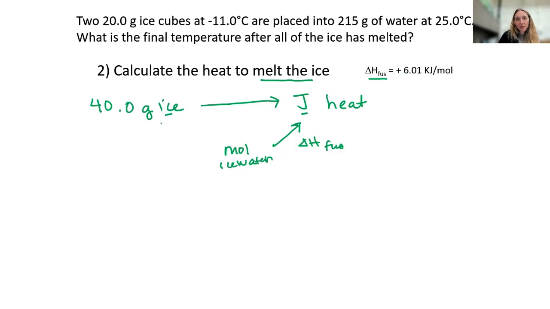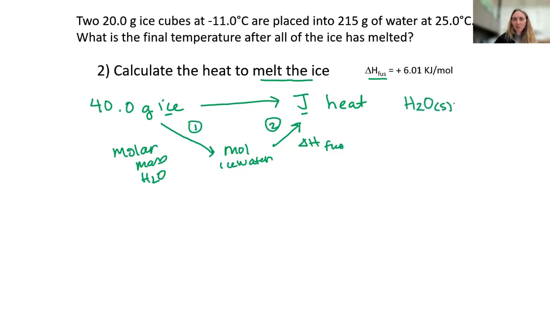Here we're going to go from grams to moles using the molar mass of water. So we've got a two-step stoichiometry problem. Let's write this out. Delta H of fusion goes with the reaction of H2O solid to H2O liquid. We're going from ice to water, and the delta H of fusion is how much heat it's going to take to do that.